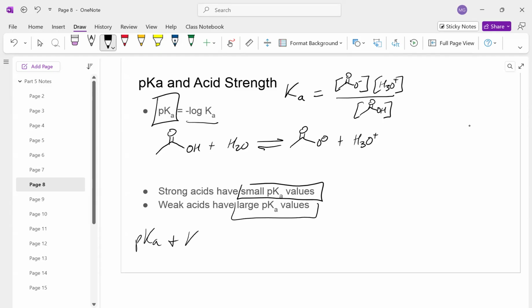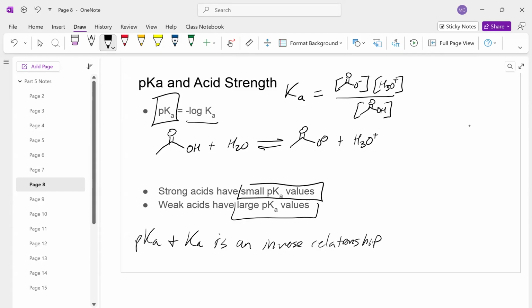pKa and Ka is an inverse relationship. If Ka is big, that means it's a product favored equilibrium. That means pKa is going to be small.